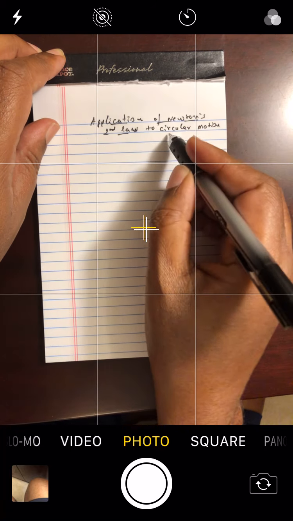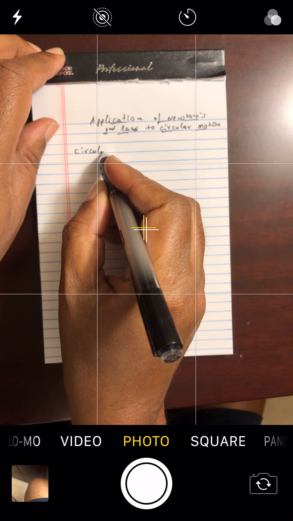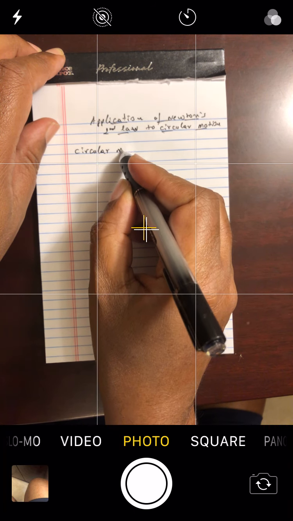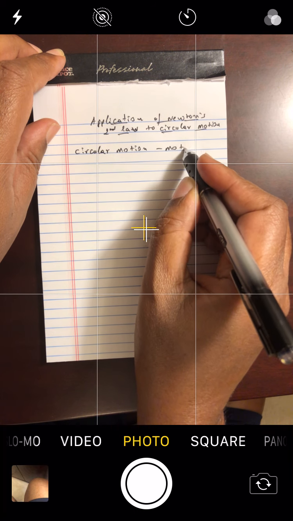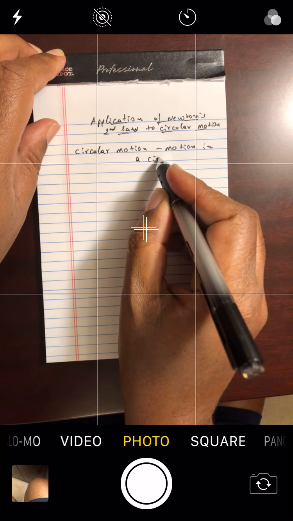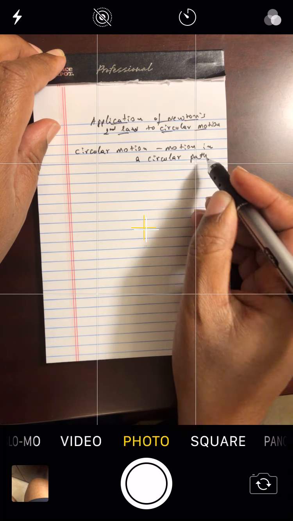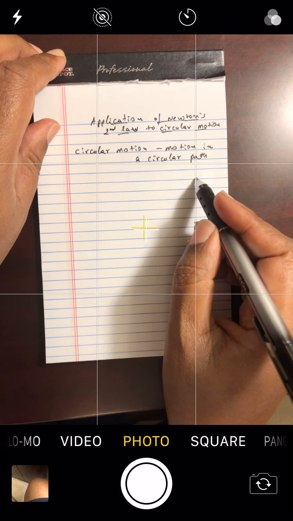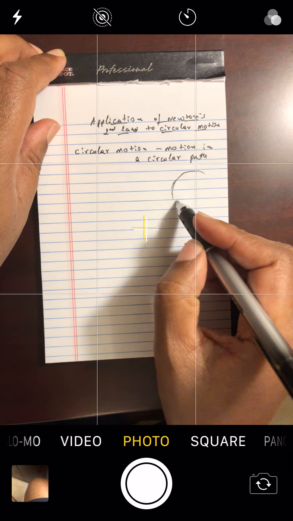So obviously, circular motion is motion in a circular path. Circular motion. This is motion in a circular path.